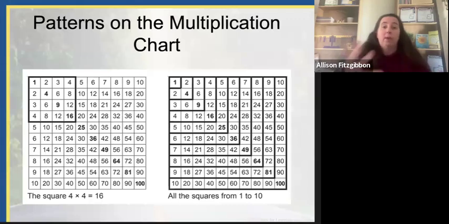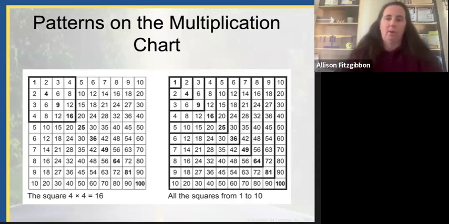So this is the big picture of the multiplication chart, right? And if you're familiar, we use a short multiplication table in RightStart because we can get all that same information. And it really leads us to a wonderful conversation about the commutative property.